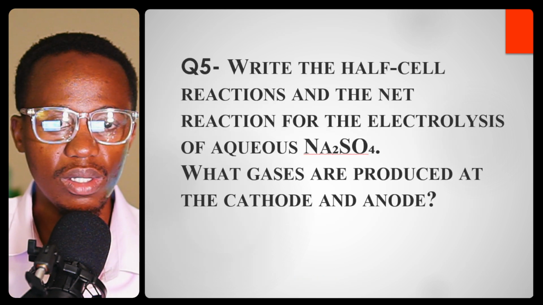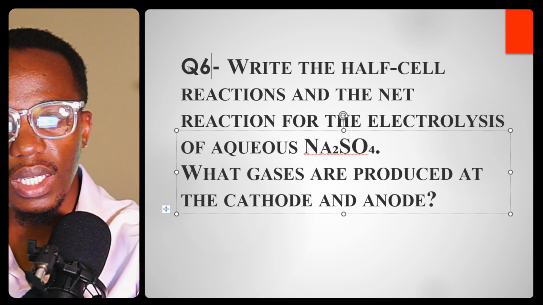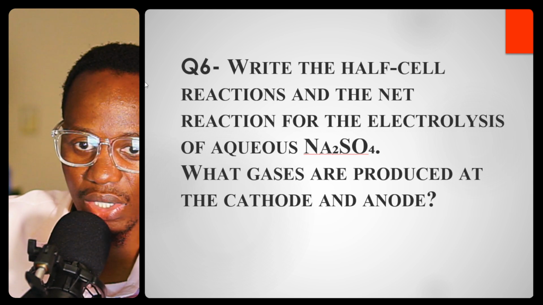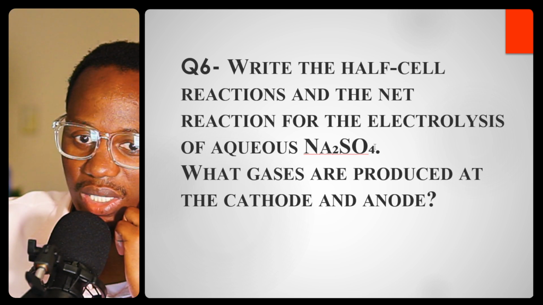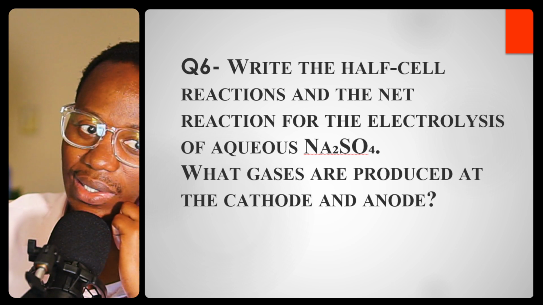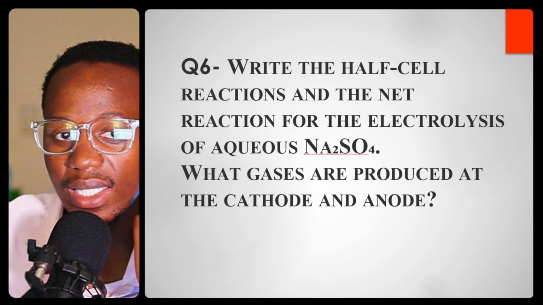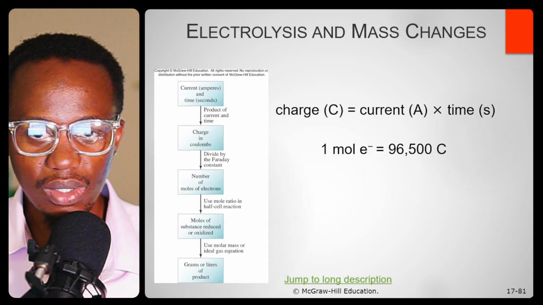So this is question 6. Question 6 is, write the half cell reaction and the net cell reaction of the electrolysis of Na2SO4. What gases are produced at the cathode and anode? So if you've been paying attention, that's pretty much what we were just talking about. All right.